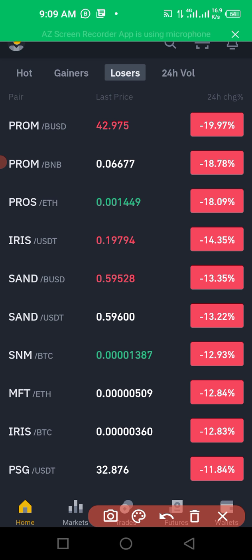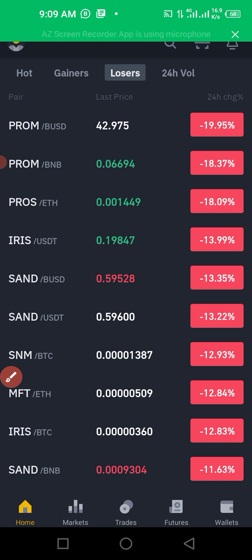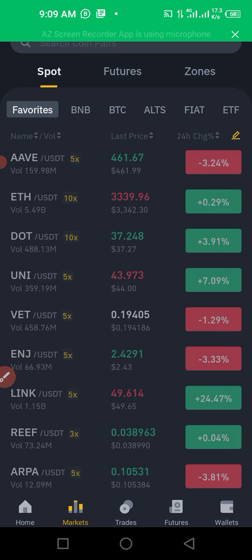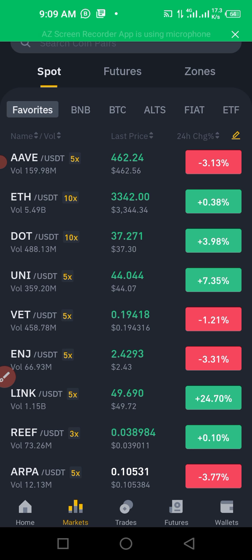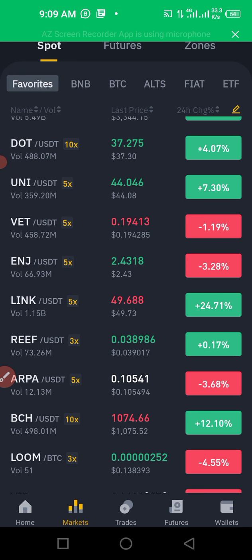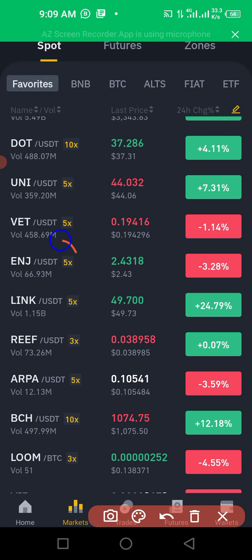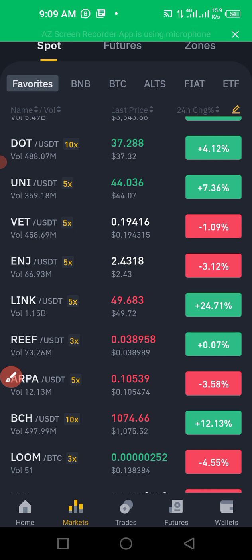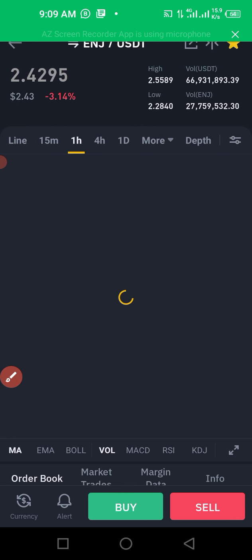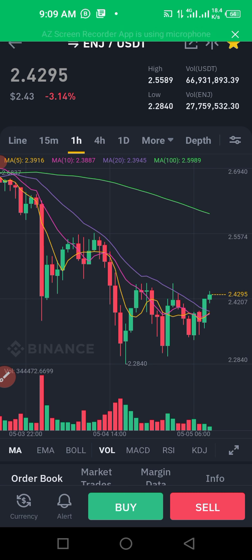Okay, let's just go straight to the stuff. Now let's use a coin as a reference to analyze. Let's go to markets. Let's see this ENJ, for instance. If I click on ENJ USDT, it will take me to the chart.